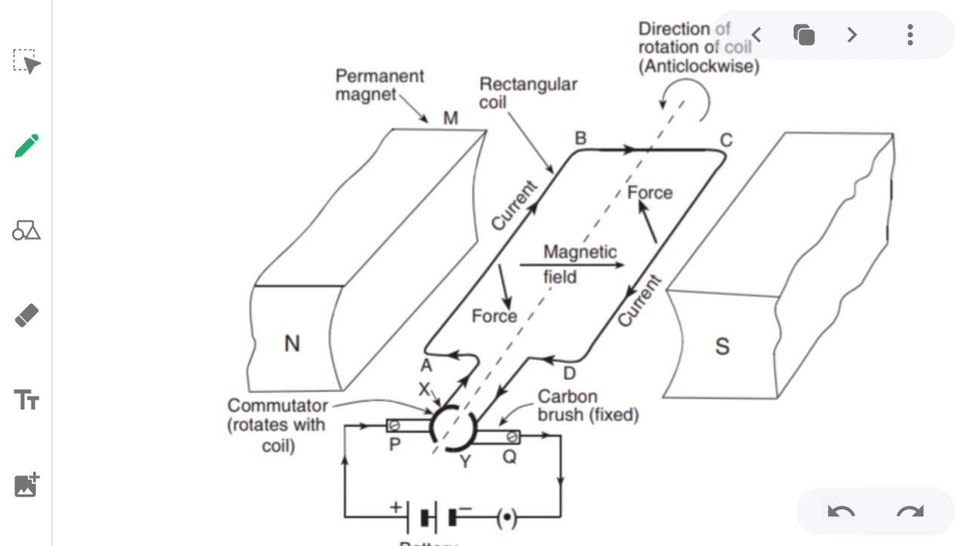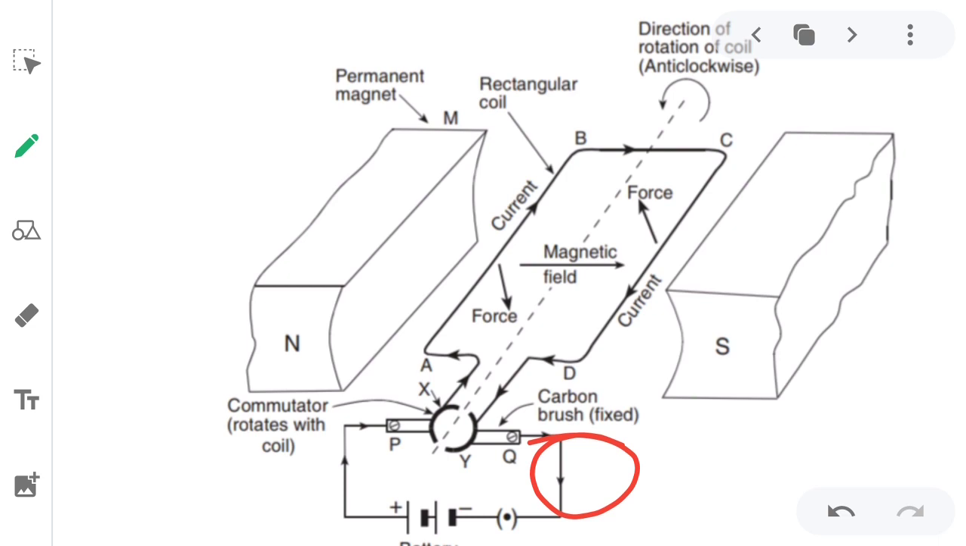As we can see, the commutator is continuously changing the direction, and the commutator is connected with the wire conductor. So this conductor will get twisted if it also moves with the commutator or with the armature. To avoid it, what will we do? We will use the carbon brush. What is the function of the carbon brush?